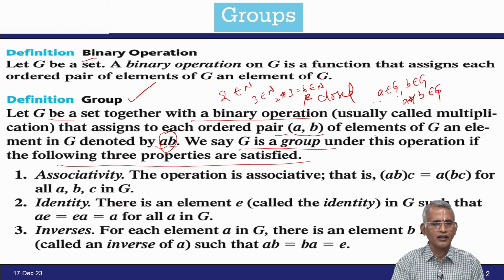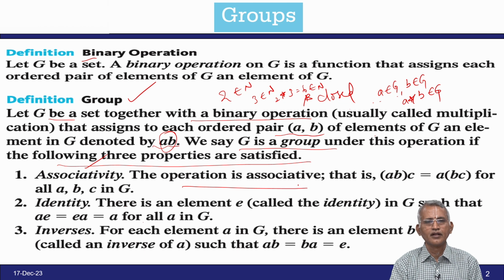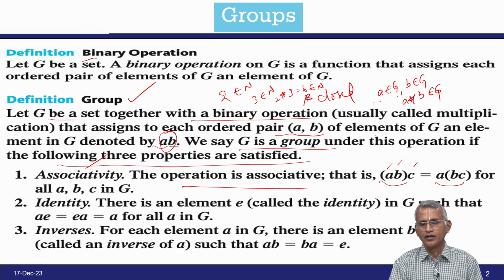Let us go with the next definition, called associativity. This means the operation is associative, that is, you take 3 elements instead of 2 elements: A, B, C. You write the pair A, B, take their product and multiply with C, and this is equivalent to A into BC. So, AB into C equals A into BC for all A, B, C belonging to G. If it satisfies that, then it is said to be associative.